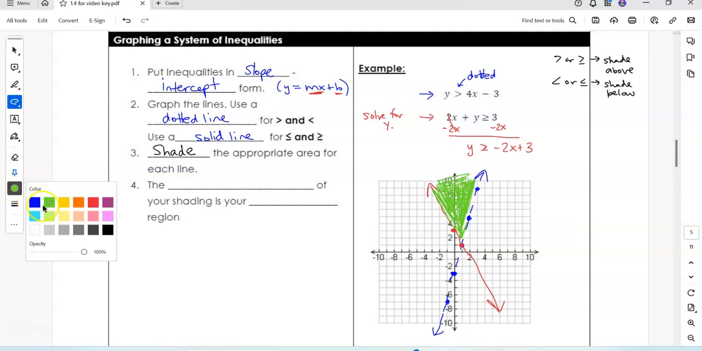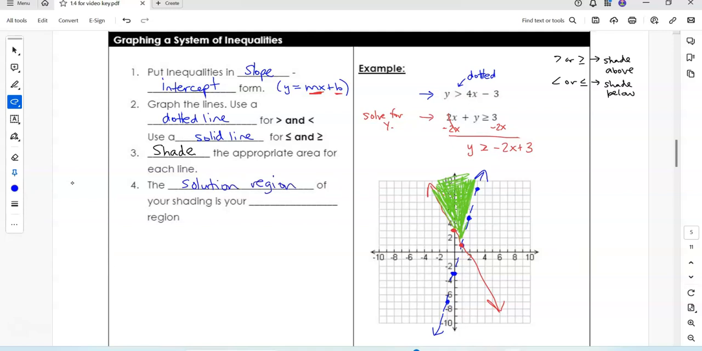Okay, so the way we would do that is it says your solution is your shaded region. Sorry, I did not make these notes and I could not remember what words they wanted there. But basically anything that's in that green is going to be a solution.